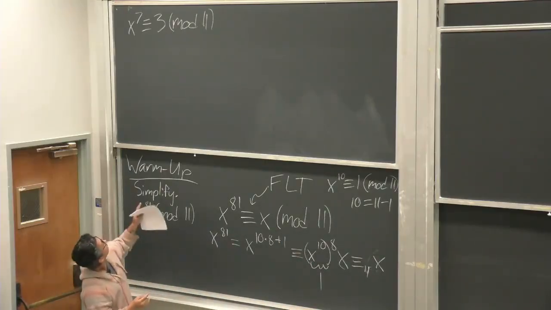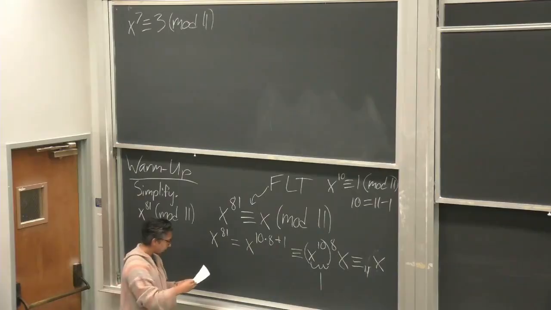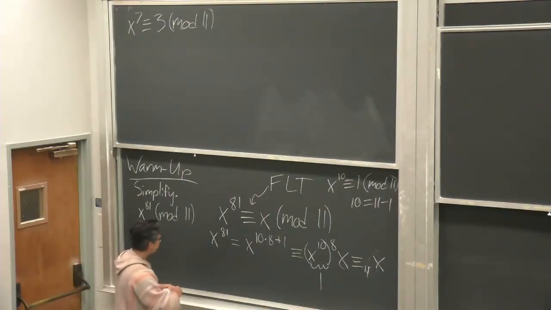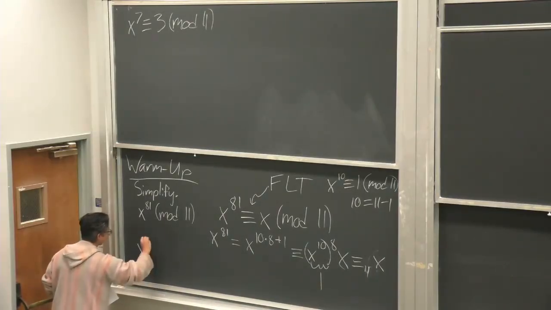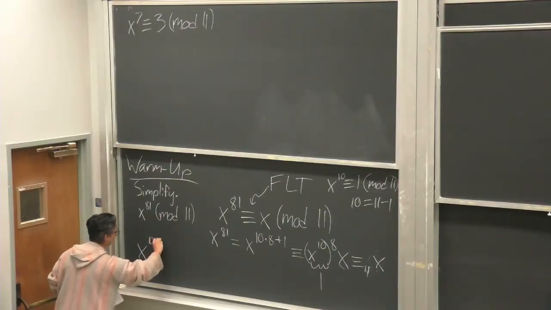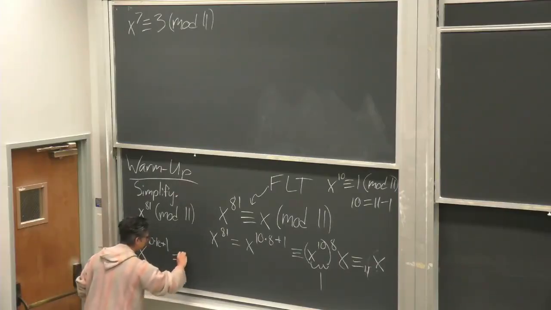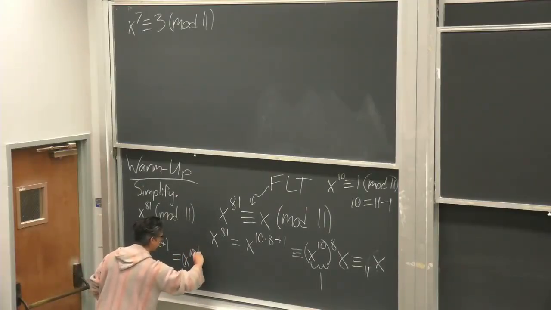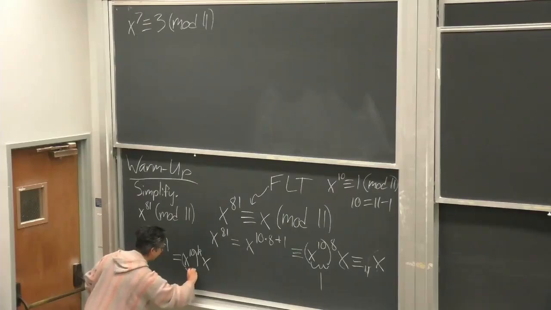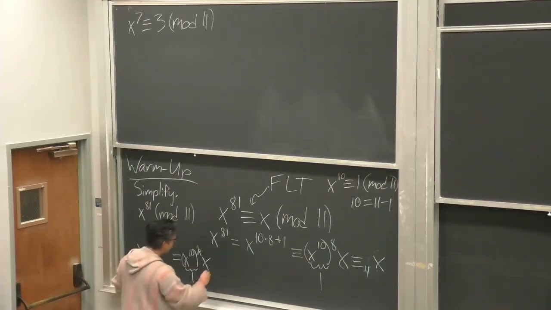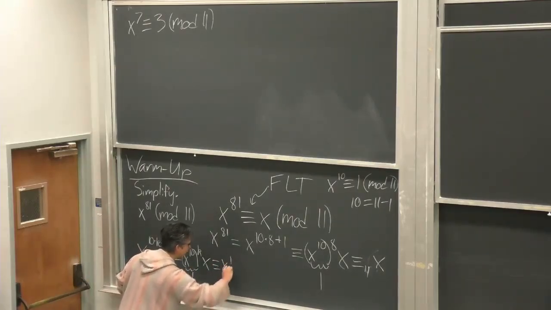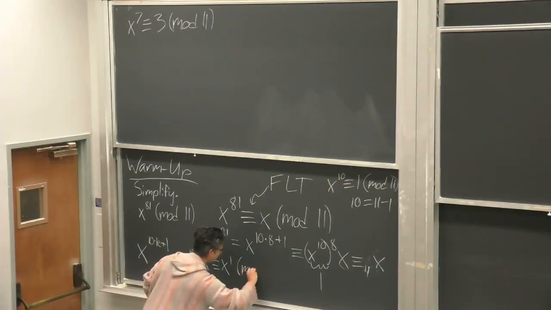And do we want to move up there yet? No. So the key point here, though, is if I have anything like x to the 10 times k plus 1, that's going to be x to the 10 to the k times x, and that will be 1. So anytime, this will be equal to x to the 1, mod 11.